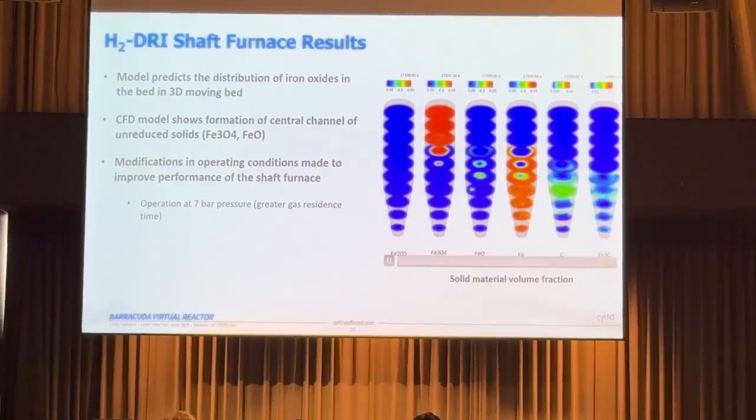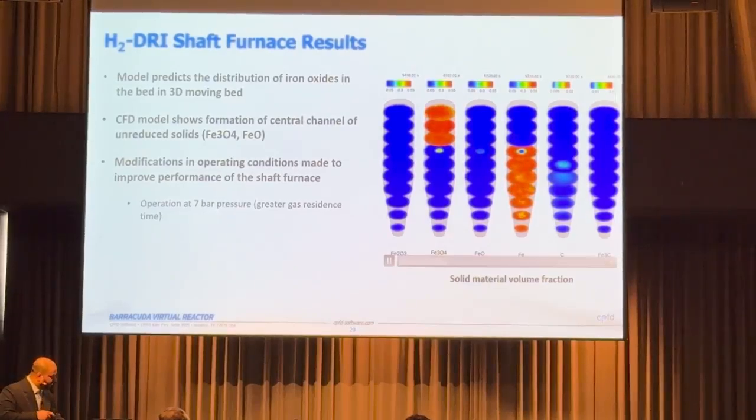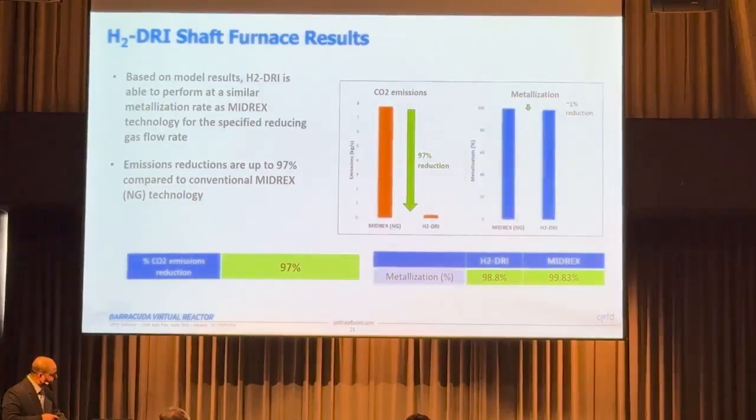Now, this is something that you observe mainly when using purely hydrogen as your reducing gas, because hydrogen is a lighter gas. This is also observed experimentally by some researchers, where you start producing unreduced solids which make their way all the way down into your cooling zone, and you don't want that. So in collaboration with Molten Industries, we increased the operating pressure. We made it about 7 bar to prevent that channeling effect.